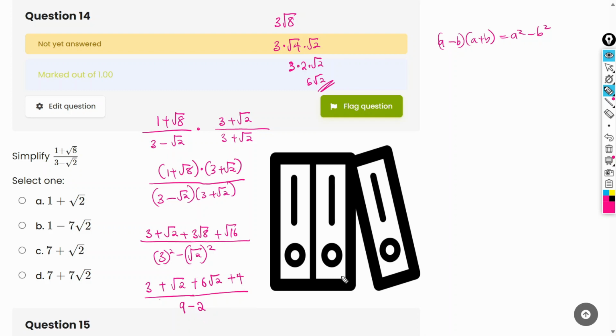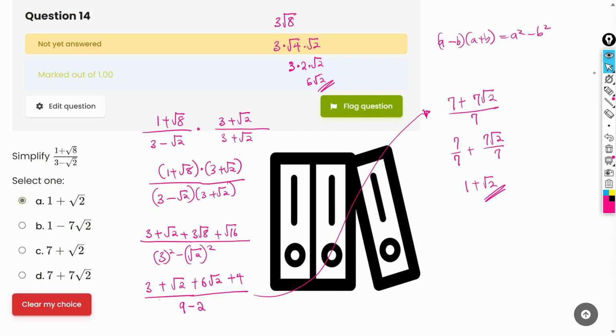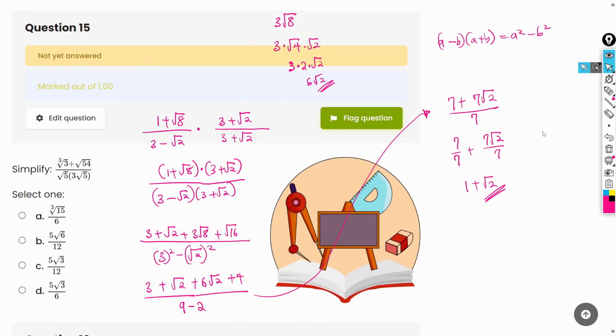Because 3 squared is 9 and root 2 squared is 2. So my numerator will become 7 plus 7 root 2 over 7. That will be 7 over 7 plus 7 root 2 over 7, so I end up with 1 plus root 2. That's option A. Alright, let's take question 15.